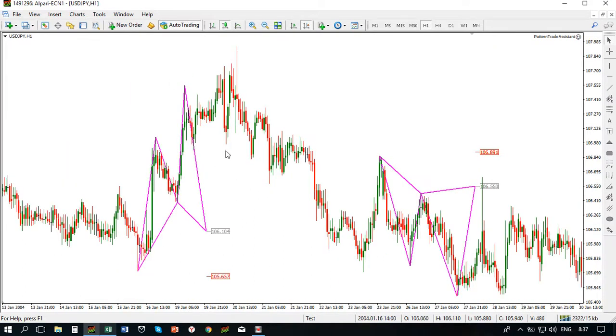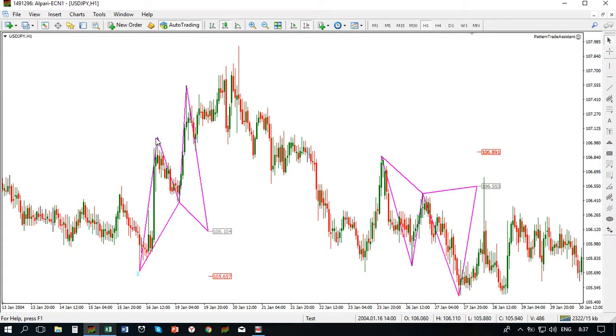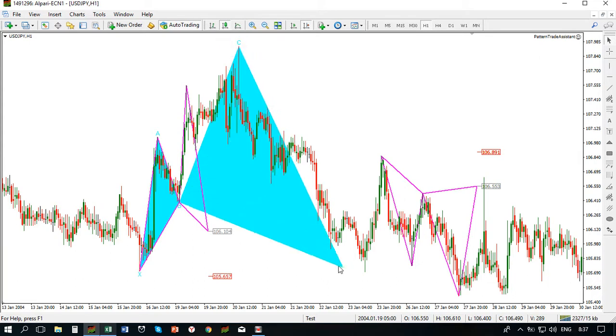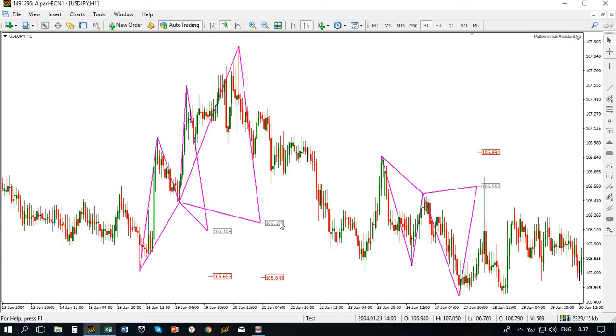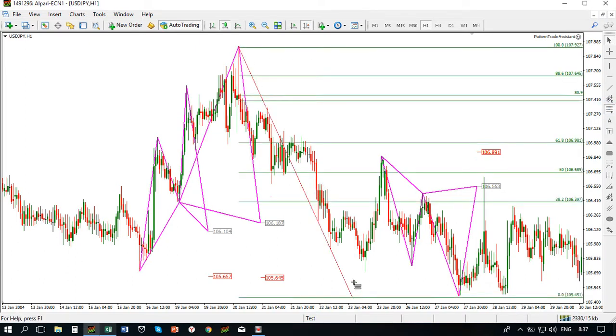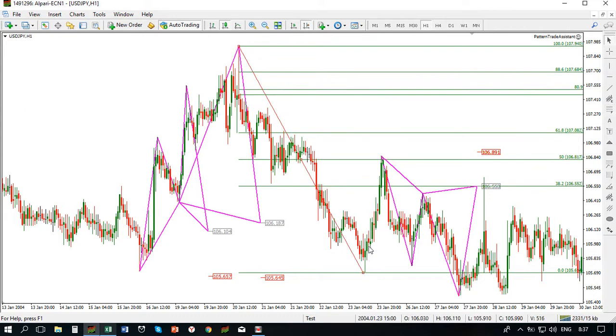Okay, this exceeds too much, but let me check. X to A to B. Once again, the chart moved. X to A to B to C, and going here. Can the cipher be drawn this way? Yes, yes. It can be drawn this way. And it hits straight 2, goes back, and so on.